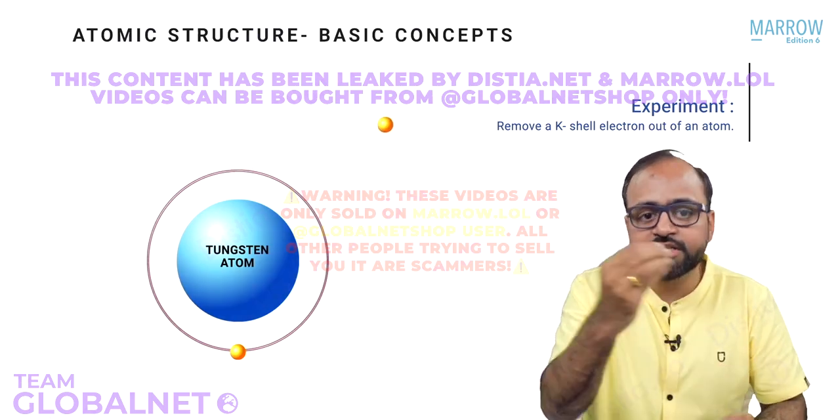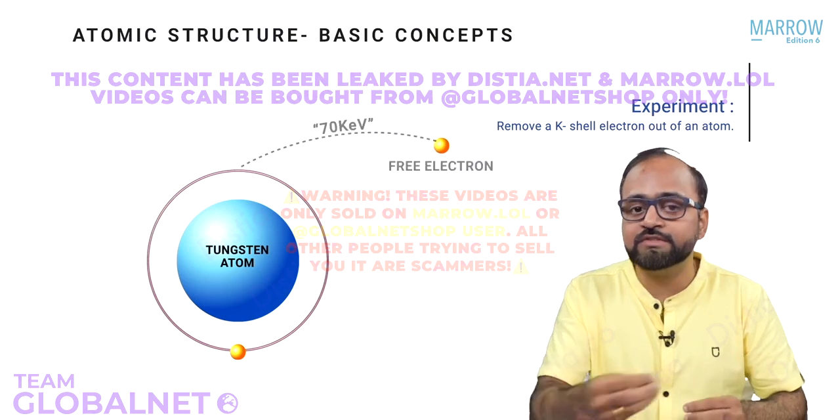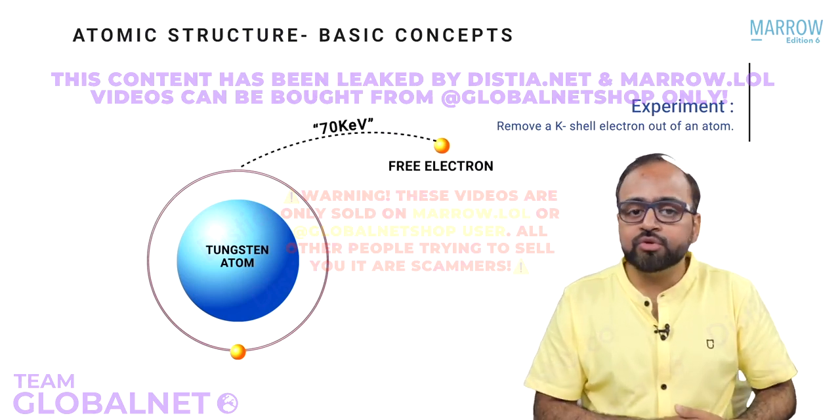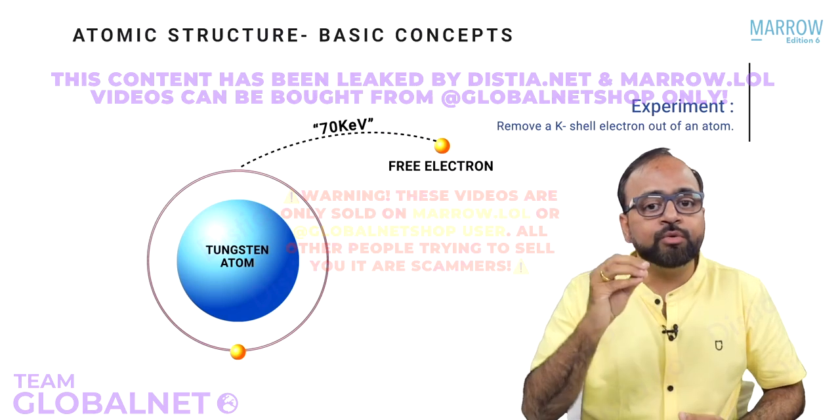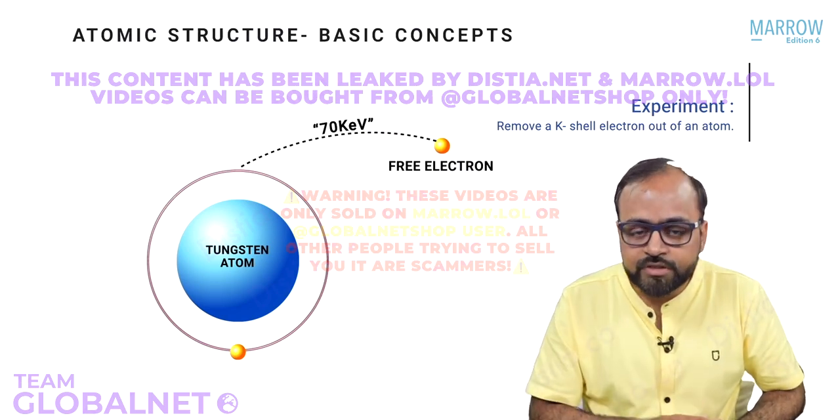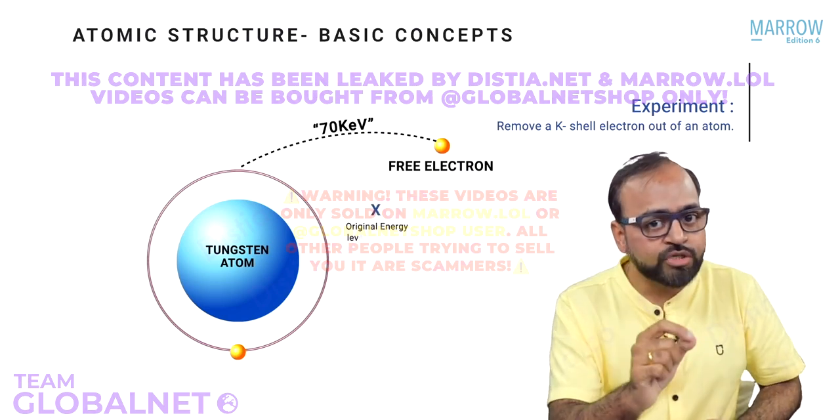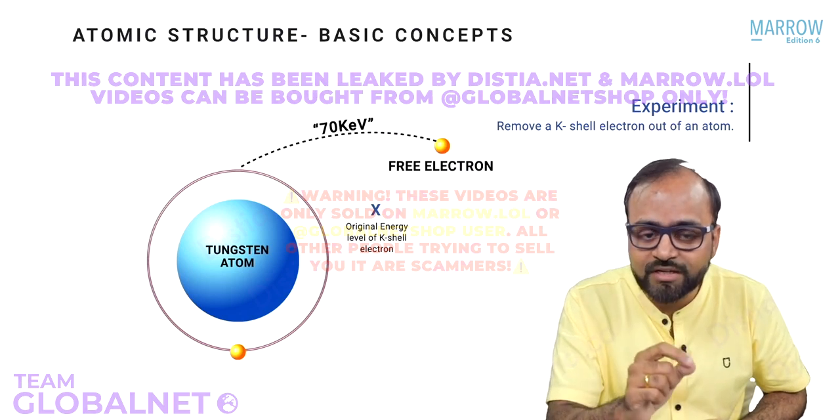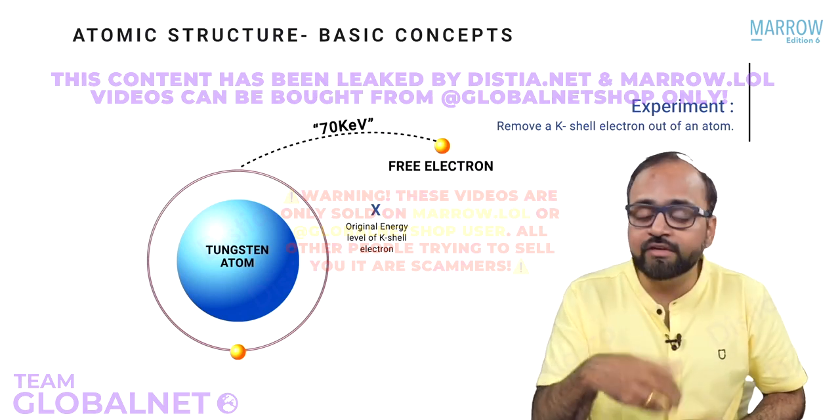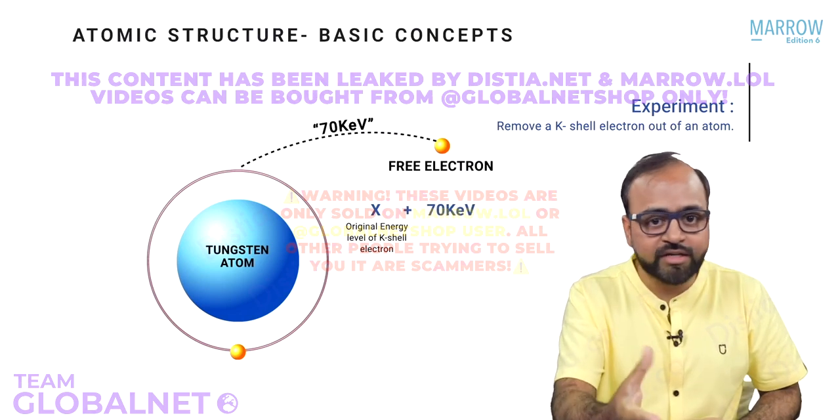I have removed this K shell electron, made it a free electron. In the process, I have spent 70 electron volts, right? So now I am just going to write it down mathematically. Just see, I am saying that if X was the original energy level of this K shell electron, in this experiment I have given this electron an energy of 70, that is what I have spent.